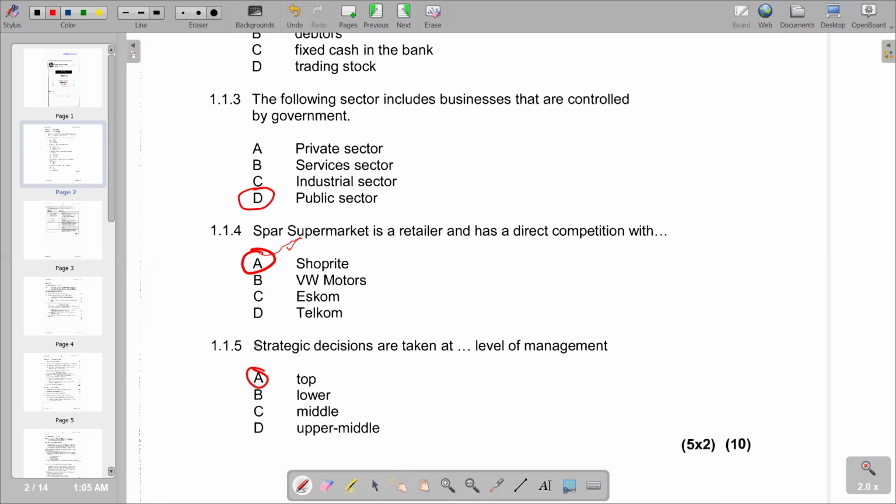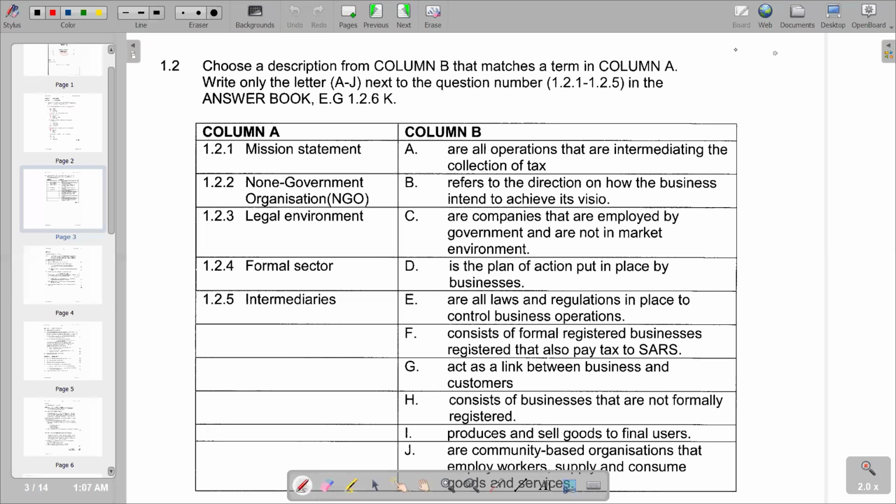We want to move on to the next section. 1.2 reads, choose a description from column B that matches a term in column A. Write only the letter A to J next to the question number, and we're given how to present it in your answer book. That is from 1.2.1 to 1.2.5. The way we are going to present it is there in the answer section.